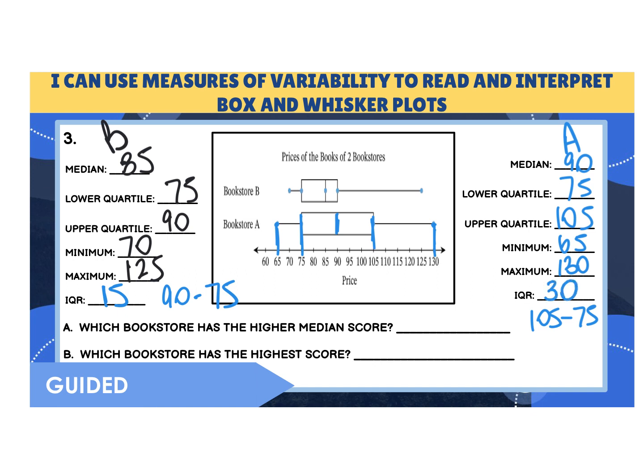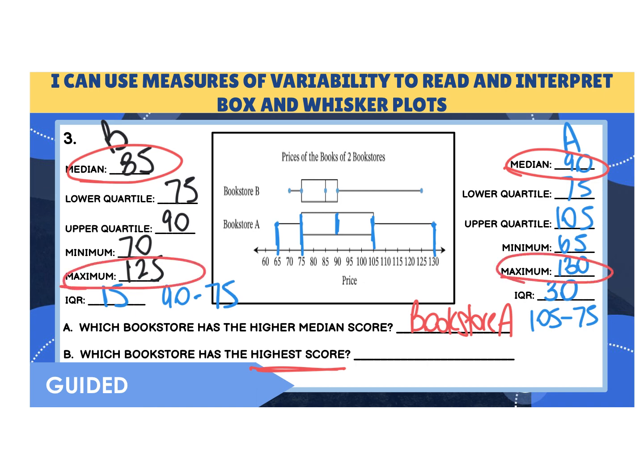Now we're going to use these to answer the questions. It says, which bookstore has a higher median? So we're looking at 85 and 90, which means bookstore A has a higher median. Which bookstore has the highest score? Highest score is asking for our maximum. So we have 125 and 130. So again, we would say bookstore A.